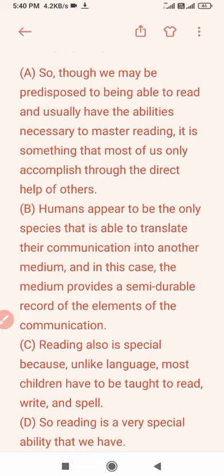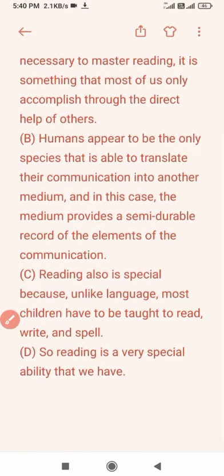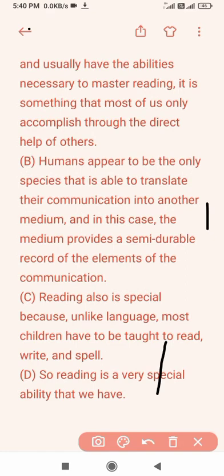This is our first sentence, the introduction sentence, B. After that D, this is our second sentence. C is third, and A is fourth.